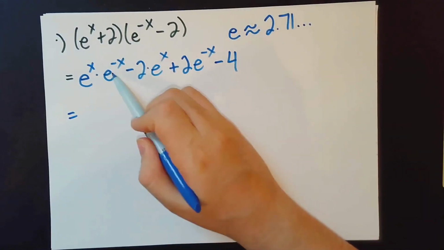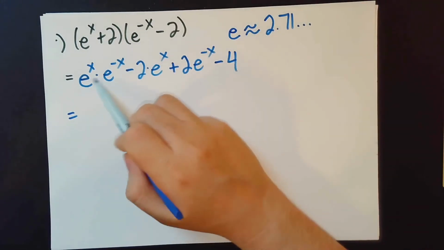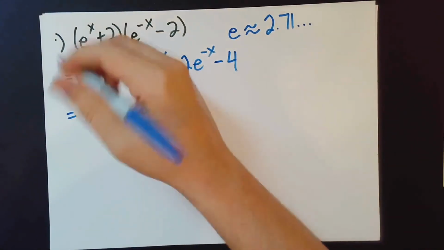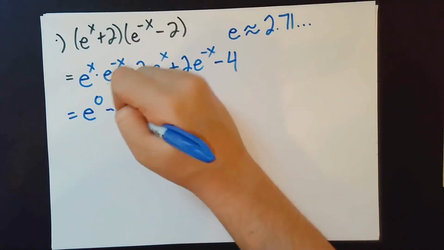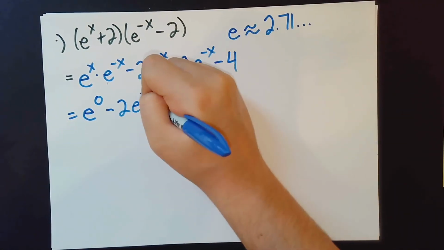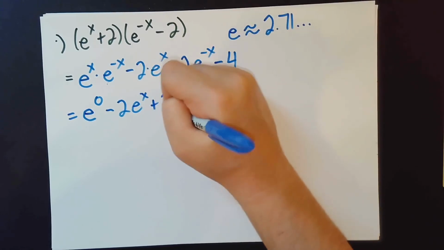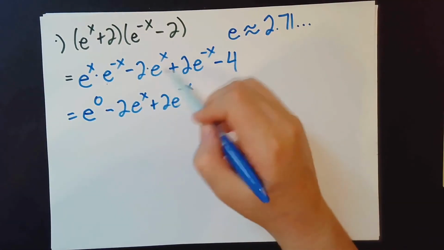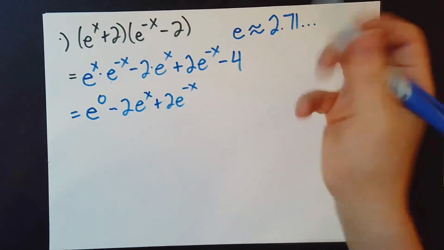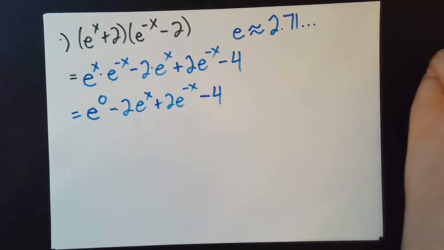And what's e to the x times e to the minus x? I have like bases, so I add the exponents. So that's going to give me an e to the 0 minus 2e to the x plus 2e to the minus x. And there's no way I can combine these two things because they're added and they're not the same. But then I have a minus 4 here.